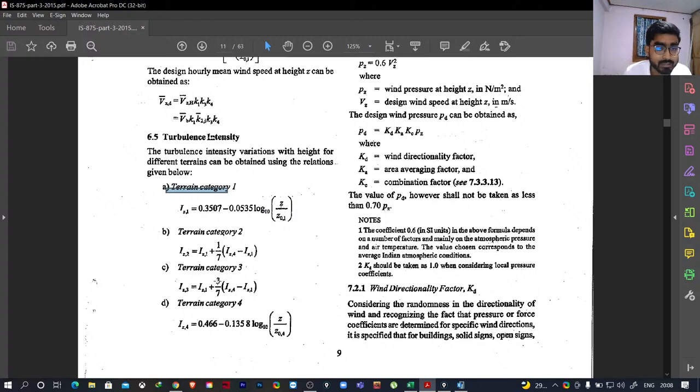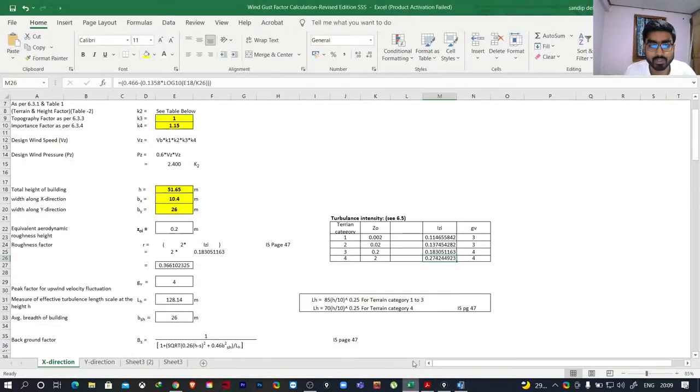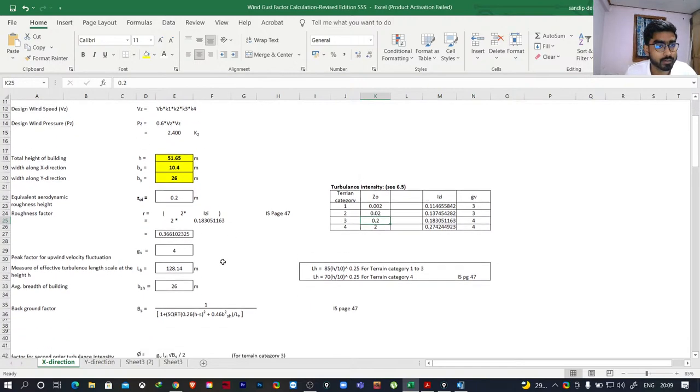And for another one, this 7/3 of, one is 1/7, right? Another one is 7/3 of IZ4 minus IZ1. Okay, so these calculations we have done here actually. The IZ1, 2, 3, 4, different depending on different terrain categories. And if I want to find out the roughness factor, you can see this roughness factor is 0.2. So how we have considered this 0.2 from here? From here, actually, we have considered this 0.2 roughness. Okay.